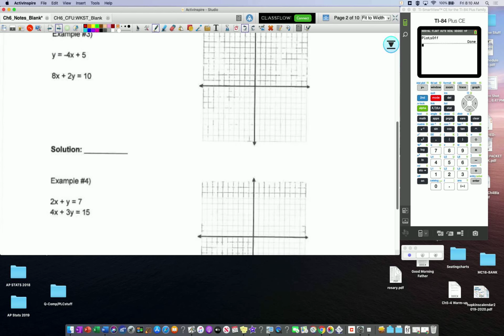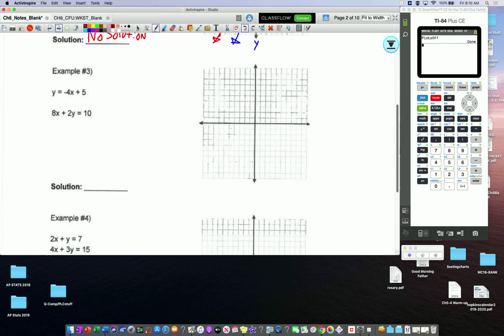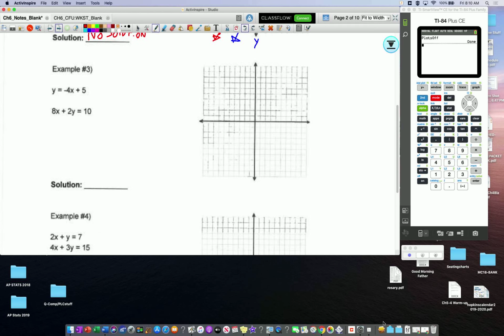All right, one last example for our notes here today. Okay, oh, I apologize, we've got 2 more examples here. So let's take a look at example number 3. So in example number 3, to stay consistent, I'm going to graph the first one in blue. So here I have y equals -4x plus 5. So my y-intercept is 5. So I'm going to start at 5. 1, 2, 3, 4, 5. My slope is -4, and I'm going to put it over 1.